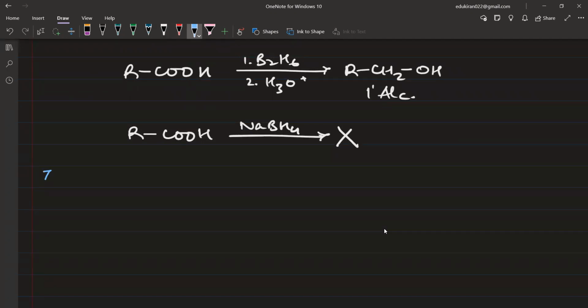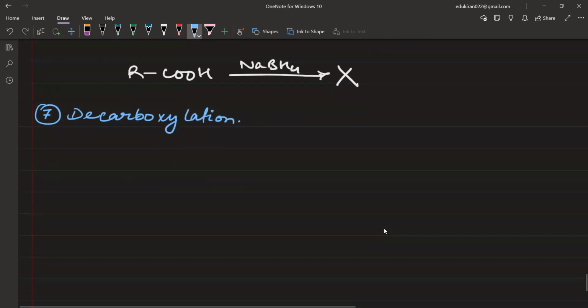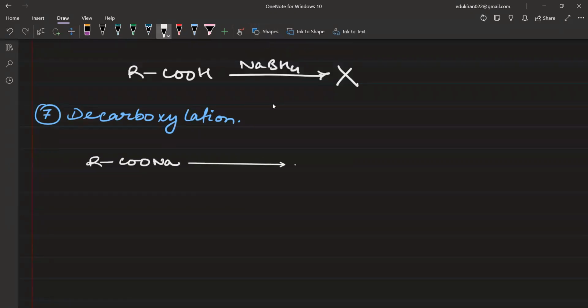Right, the seventh one. So the last one is no reaction. Decarboxylation. If you have salt of carboxylic acid such as RCOONa, and you treat this with soda lime, soda lime is NaOH plus calcium oxide, and heat it, you are going to get RH, that is an alkane.